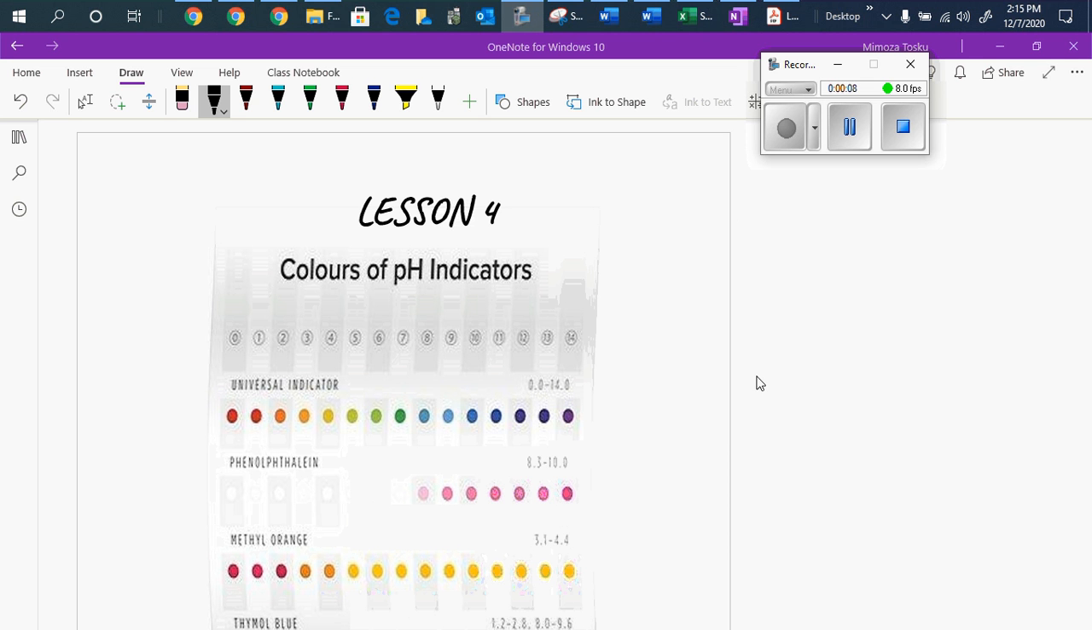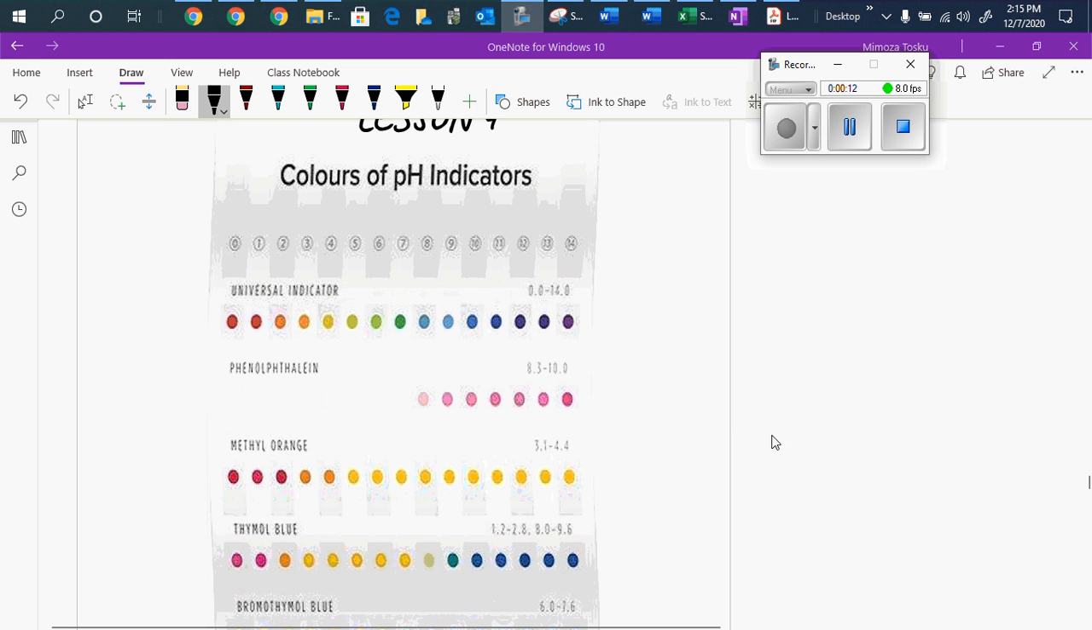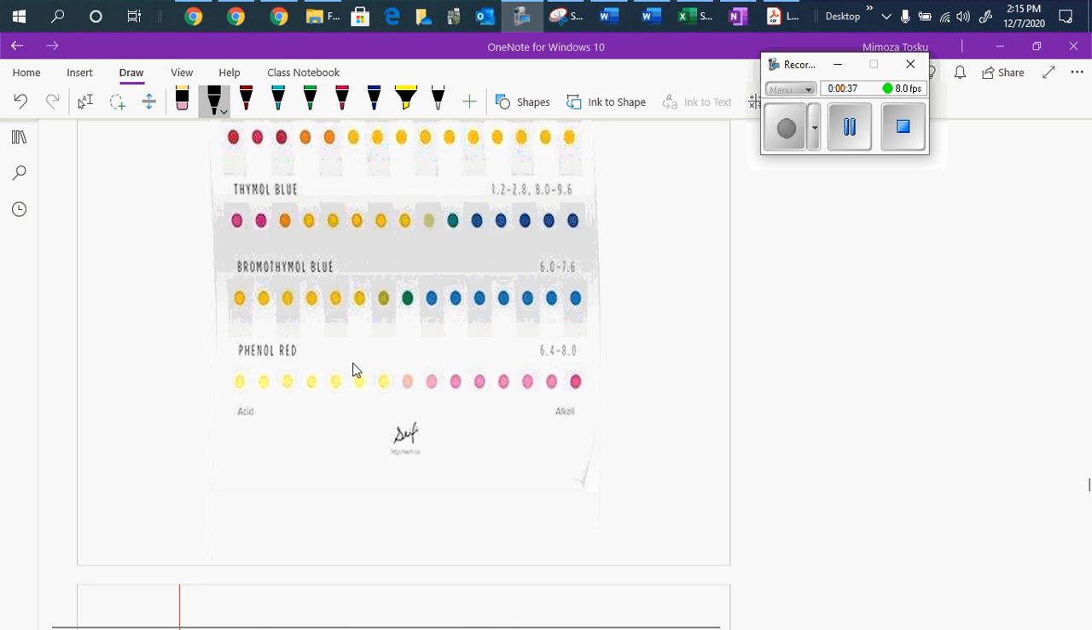So today we'll start with lesson 4, which is using the indicators. The objective of this lesson is to see how we can estimate the pH and pOH of a compound using indicators, and see how we can read the colors that the indicators are giving us. Okay, so let's start now.